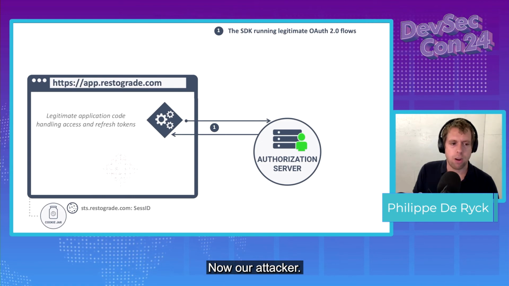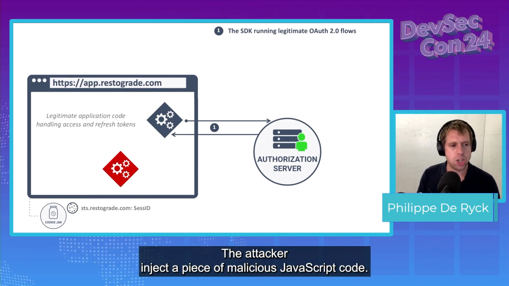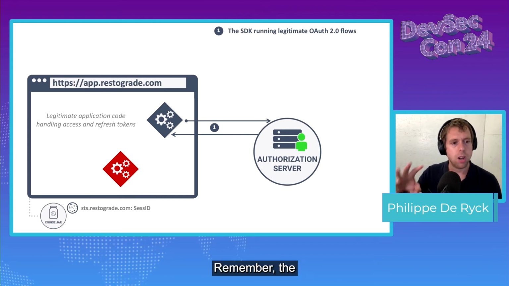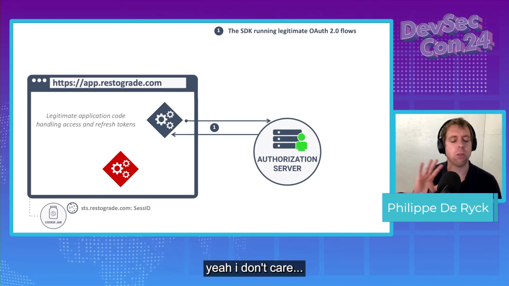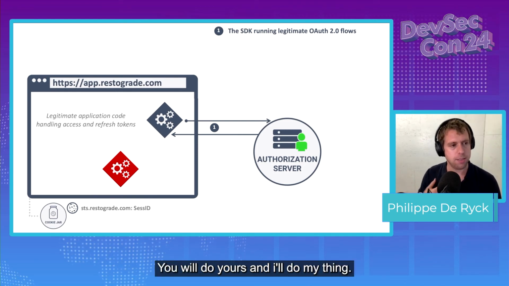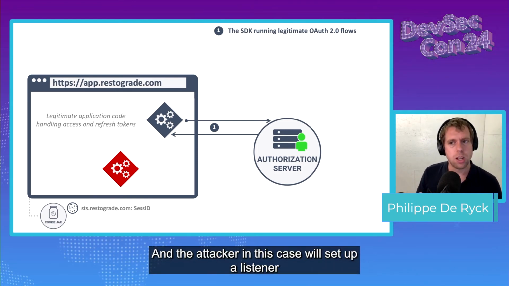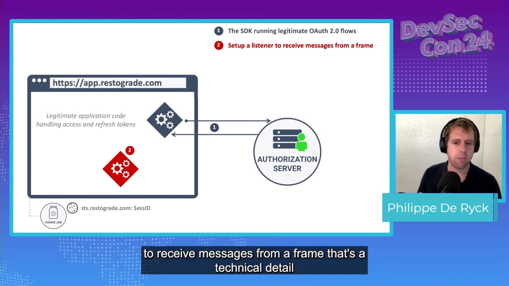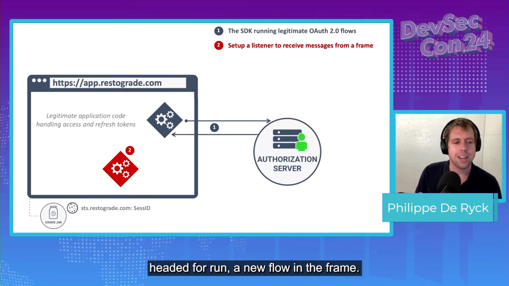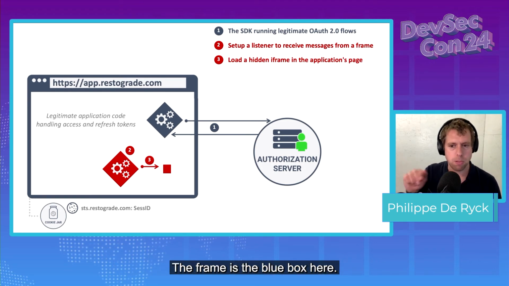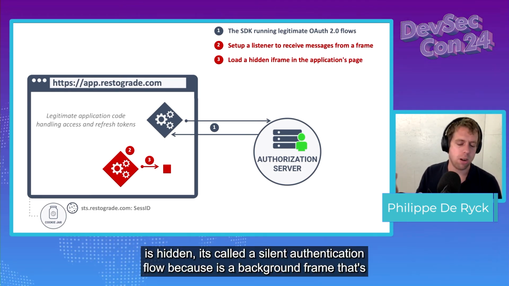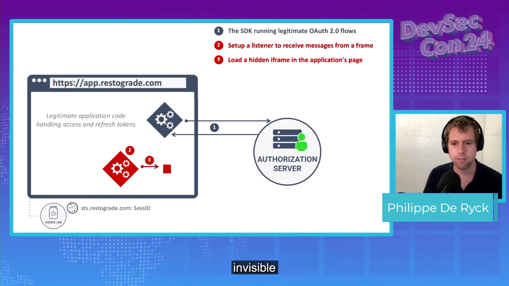Now, our attacker. The attacker injects a piece of malicious JavaScript code. Remember, the application is doing its thing. It has an access token and a refresh token, but the attacker is like, yeah, I don't care. You do you, I'll do my thing. And the attacker in this case will set up a listener to receive messages from a frame. That's a technical detail. And it will run a new flow in a frame. The frame is the box here. That frame is hidden. It's called a silent authentication flow because it's a background frame that's invisible to the user.